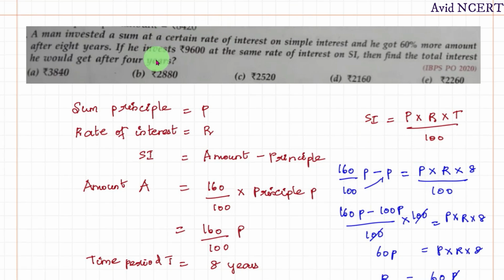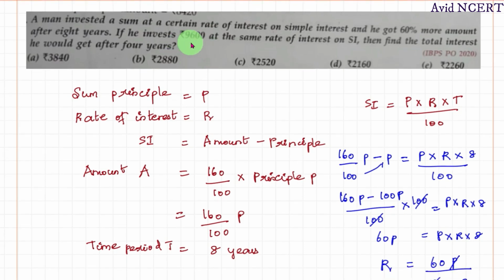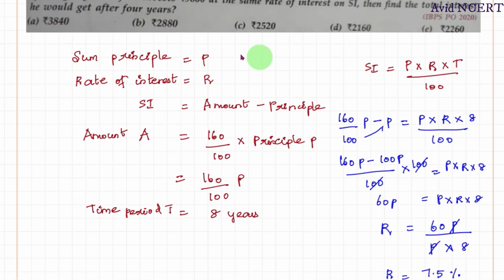From the next set of data, if we invest 9,600 at the same rate of interest, so invest, that is the principal. From the second data, the principal is 9,600. Same rate of interest, which we have found here, on SI. Then find the total interest you would get after 4 years. So the time period they gave here is 4 years. We have all the data we need to find the simple interest. Principal P equals 9,600 rupees, rate of interest is the same, R equals 7.5%, and the time period T equals 4 years.